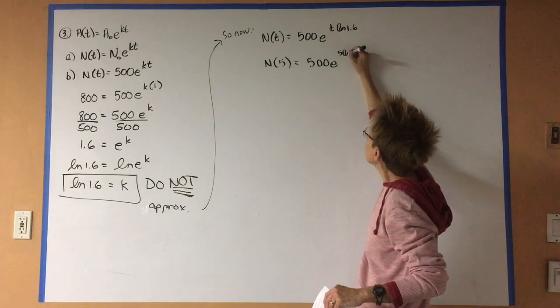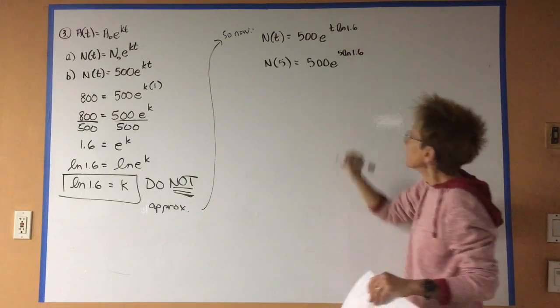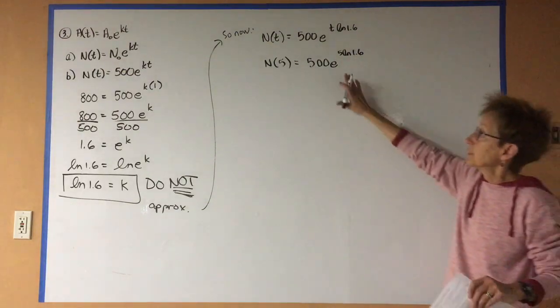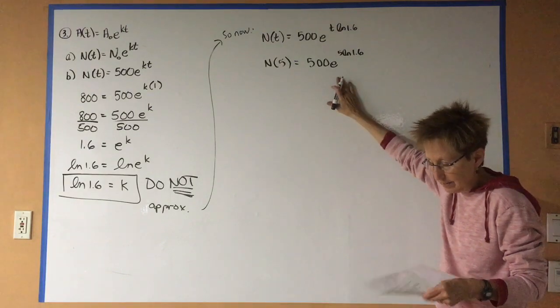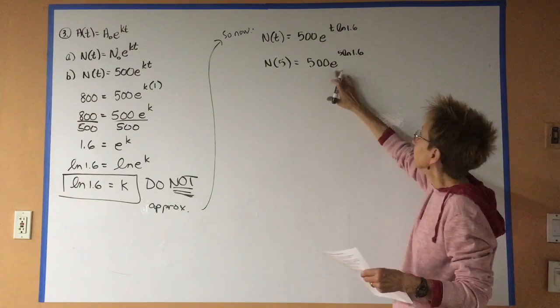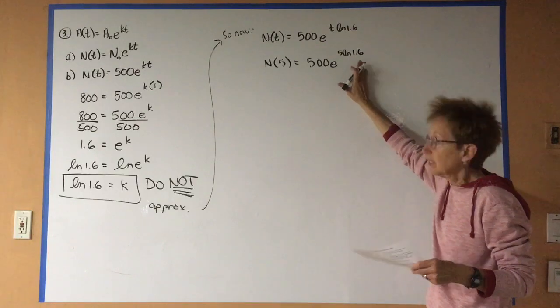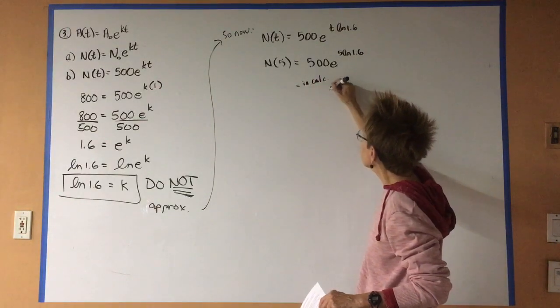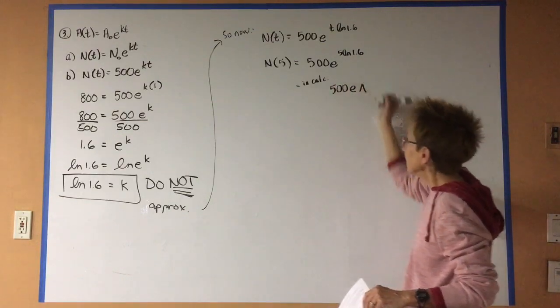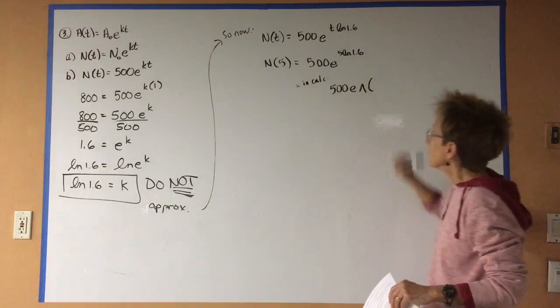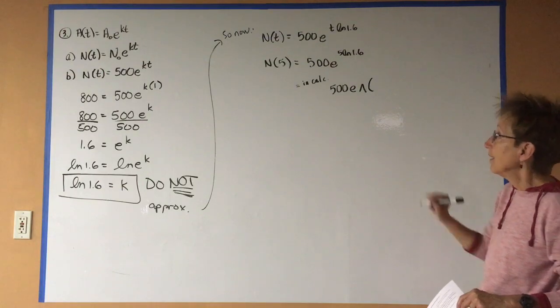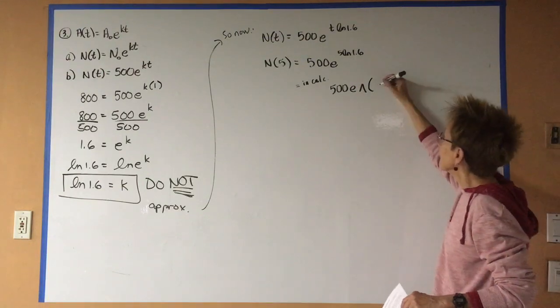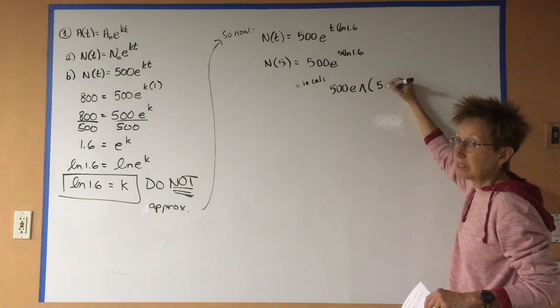So this is 5 times the ln of 1.6. So I just need to put this in my calculator, so that's not too bad. So n of 5 is equal to 500e to the 5 times the ln of 1.6 in my calculator. In calculator, I type in 500. I hit the E key, the caret comes up, it puts a parenthesis asking me to put the power in. And the way I type in the power is like this. 5, you don't even need to put a times sign there.